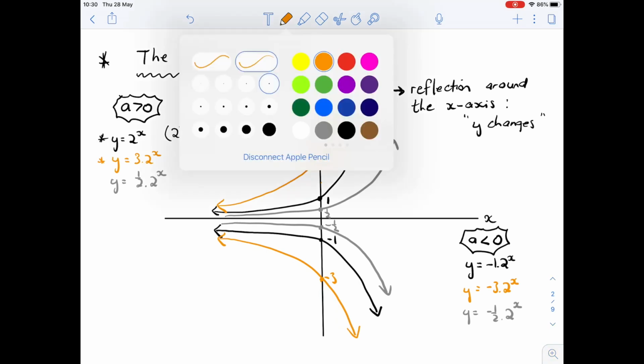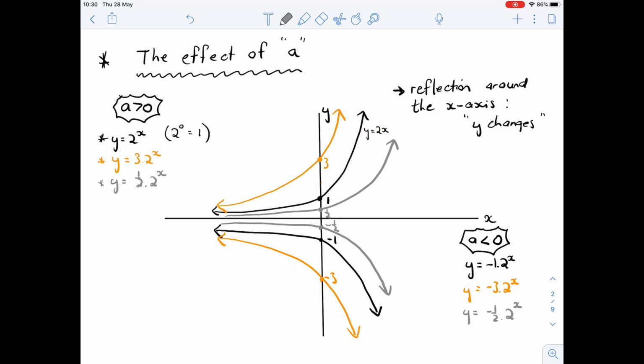And then the gray graph here, if a becomes a half or becomes smaller, the y-intercept is now a half, and it doesn't stretch it out so much. It kind of is closer to the x-axis. It doesn't climb so quickly.